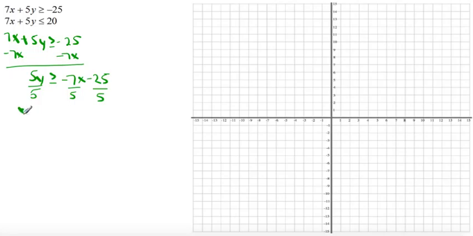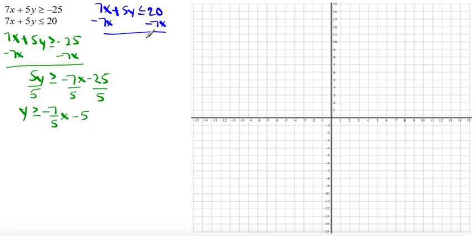So I have y is greater than or equal to negative 7/5 x, and then negative 25 divided by 5 is negative 5. I do the same thing with the bottom equation. So I have 7x plus 5y is less than or equal to 20. Subtract 7x on both sides. So I have 5y is less than or equal to negative 7x plus 20.